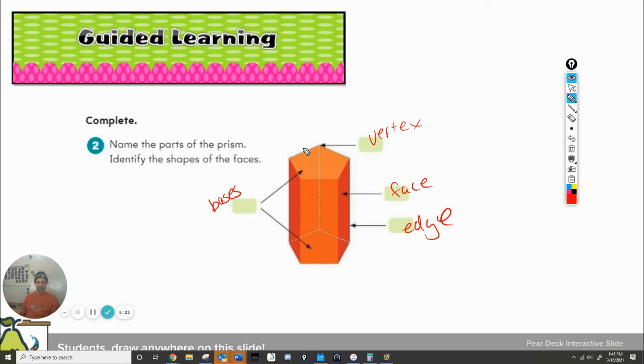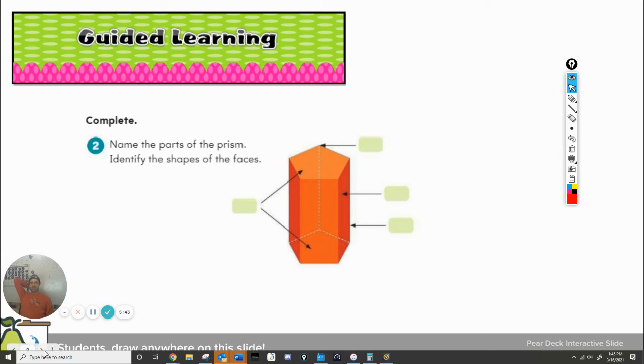1, 2, 3, 4, 5. The shapes of the faces are all rectangles, but the bases are pentagons, making this a pentagonal prism. Okay? Don't judge my penmanship.